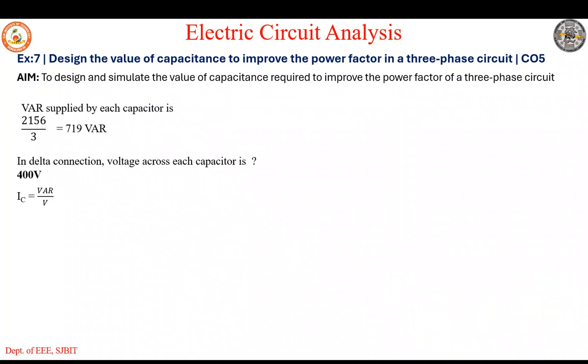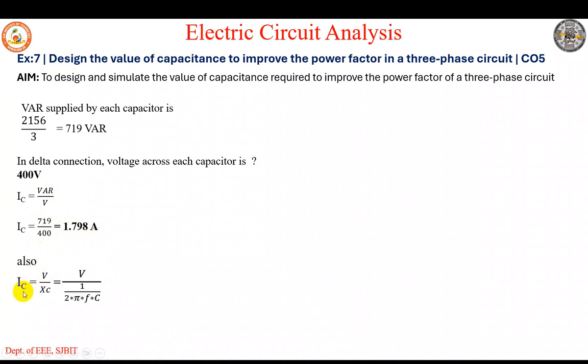We know that power is simply I into V, and multiplied by V, we get its reactive power, right? Not by Ohm's law, I'm sorry. So IC is equal to 719 divided by 400, we get 1.798 amperes as the current consumed by each capacitance.